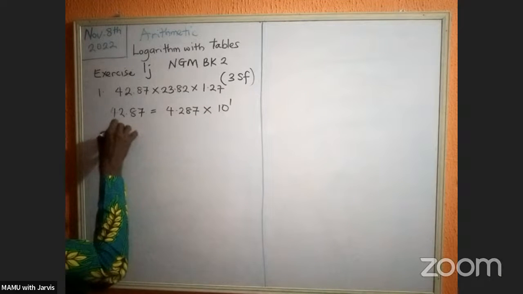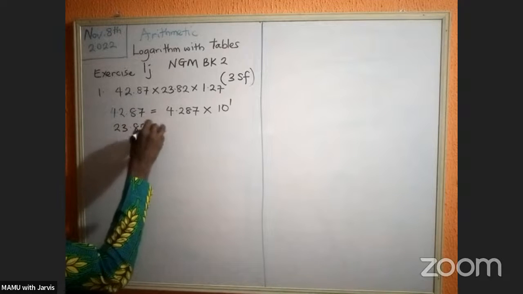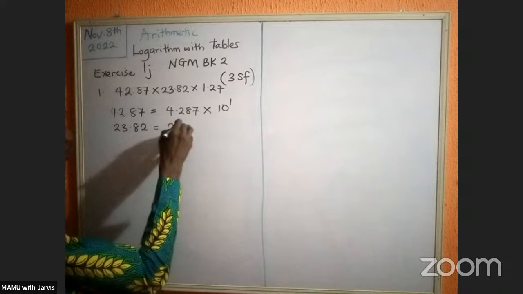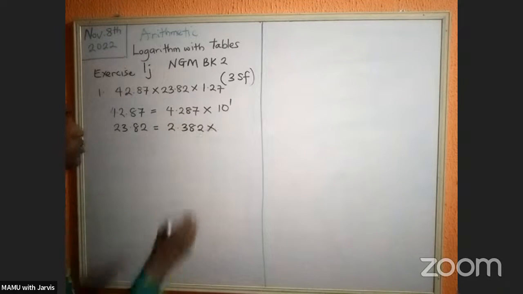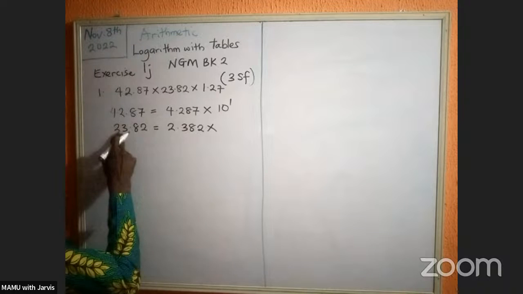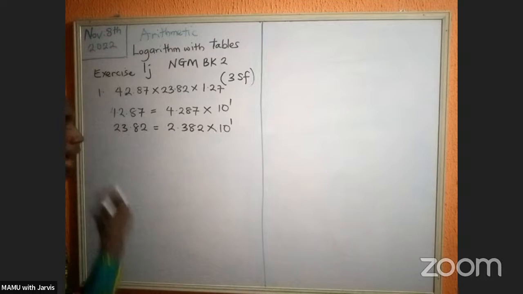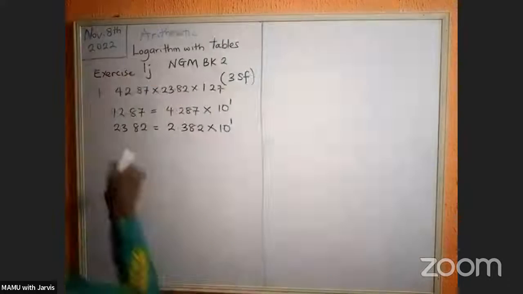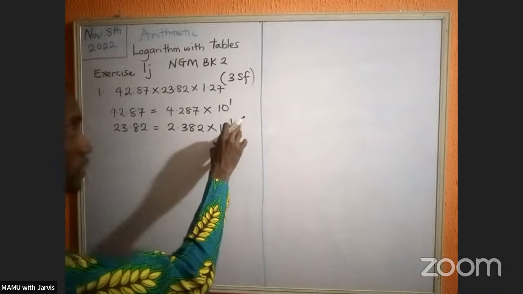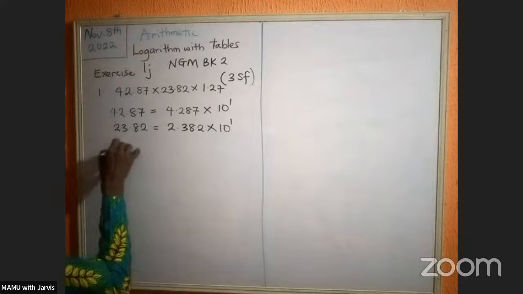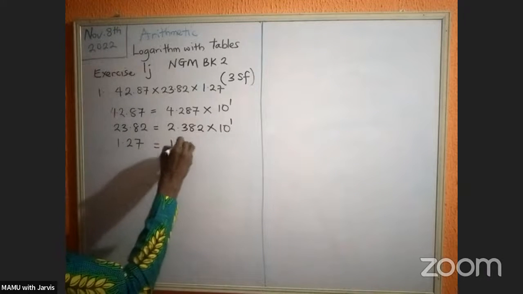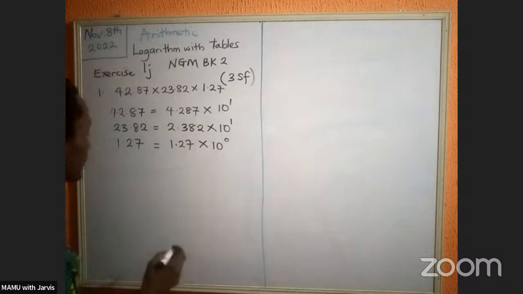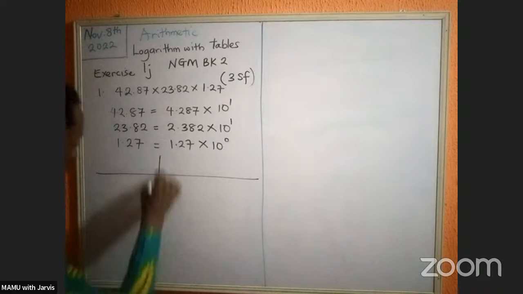Look at the next one, 23.82. We express this in standard form. This will be 2.382. I've made 1 movement backwards, which will be 10 to the power of 1. I'm trying to make a big number look small, so it will be a positive power. If I try to make a small number big, it will be a negative power of 10. This will be 1.27. I have made no movements, so this will be times 10 to the power of 0.